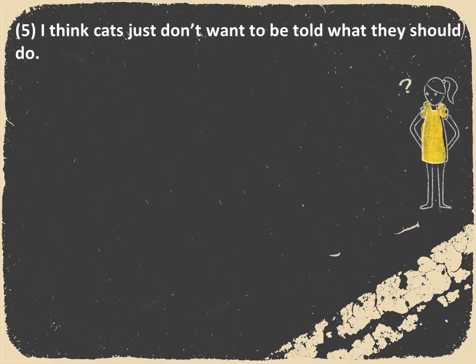Mona needs a thesis that clearly demonstrates the direction her paper is going. She's writing about owning a cat as a pet. So let's look at her current sentence and what she might replace it with. Her sentence is, I think cats just don't want to be told what they should do. She has some other ideas.